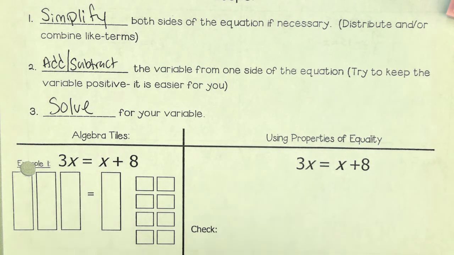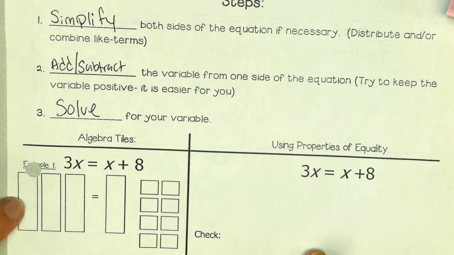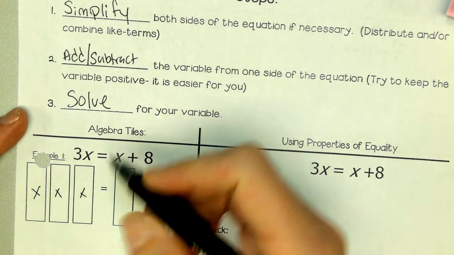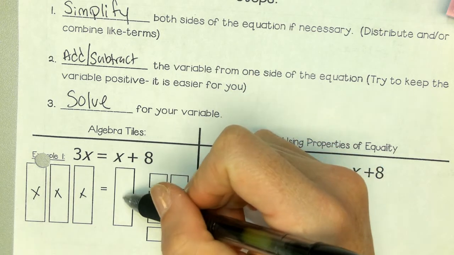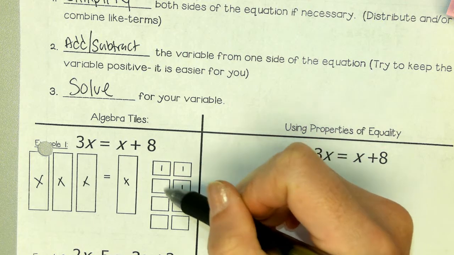Alright, down below there are some examples. So this is 3x on one side of the equation. There are 3 bars here. Each bar is an x. On the other side of the equation, you have 1 bar, so 1x. And each of those little squares represents 1 unit.